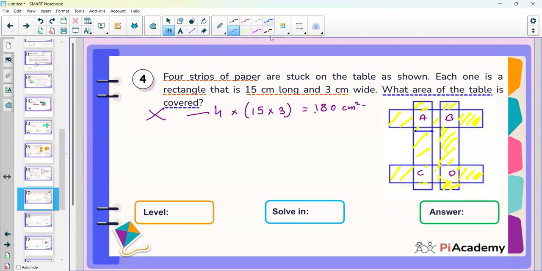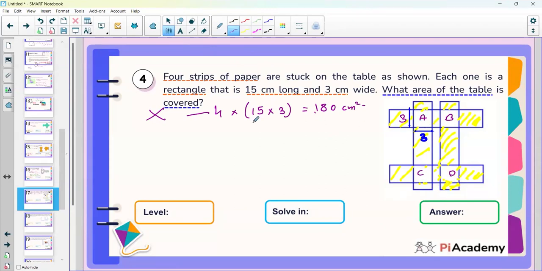What is my width given? My width is given as 3 for the rectangle. And again, for this length, this is also my width, which is again given as 3. So area of A is 9, B is 9, C is 9, and D is 9. How 9? 3 times 3.